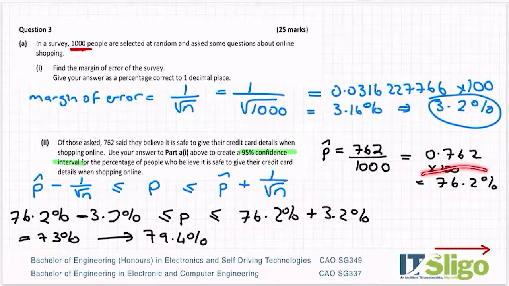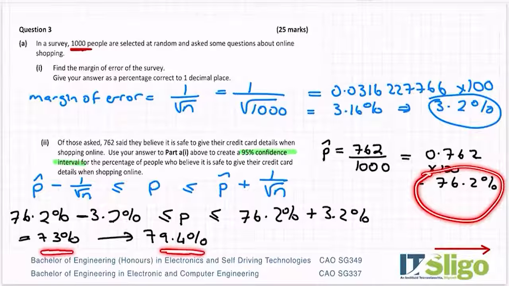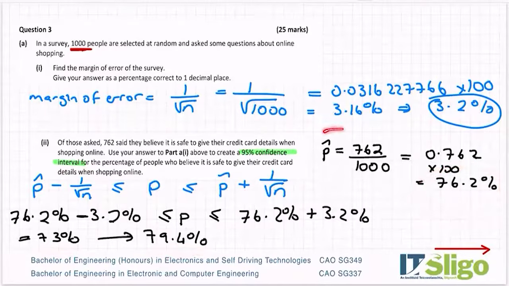So we're guard banding our sample data. We're taking a little bit from it, adding a little bit to it to take into account the fact that the sample we chose may have been slightly biased in some way. It might have been slightly younger, so therefore the true population is less, or it might have been slightly older, so it might be a bit cautious, so the true value might be higher. But what we're saying is for the entire population, somewhere between 73 and 79.4% believe giving their credit card details shopping online is safe. So that's what we use confidence intervals for.